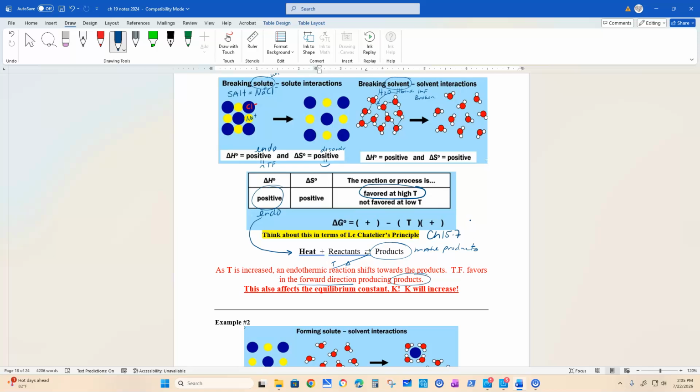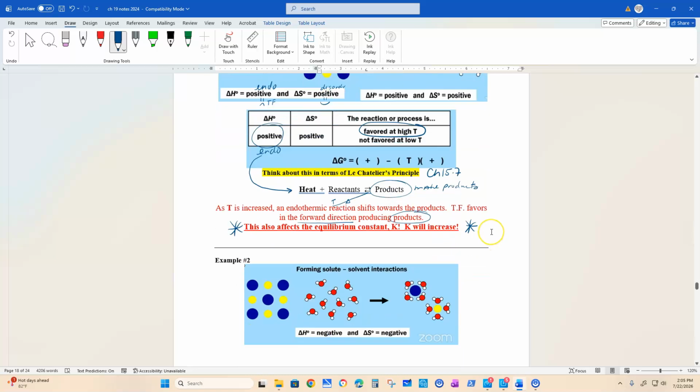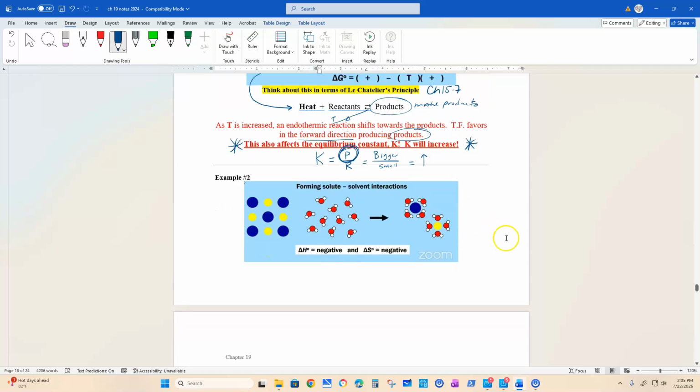But what did we also talk about in chapter 15? K gets affected. Okay, only time K gets affected is with temperature. Now, how do you know what K is going to do? Well, remember, K is products over the reactants. If I'm producing more products, my products are getting bigger and bigger and bigger. I'm becoming a bigger number versus a tiny small number. Big number divided by small number, my K is going to increase. Okay, so remember these tricks that we did in chapter 15. Okay, so now I form ion dipole.